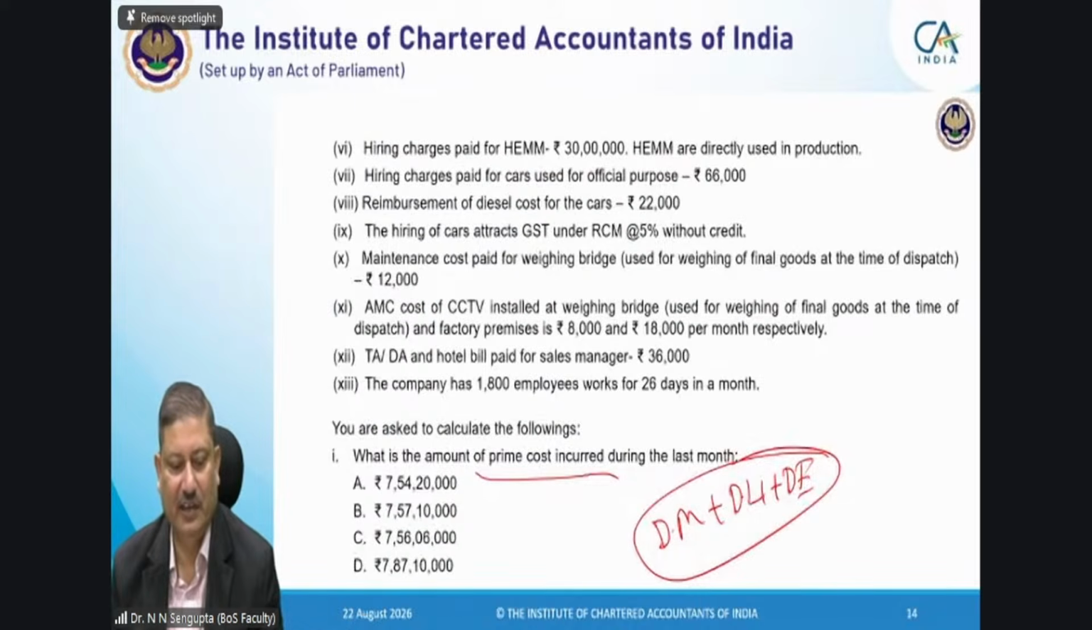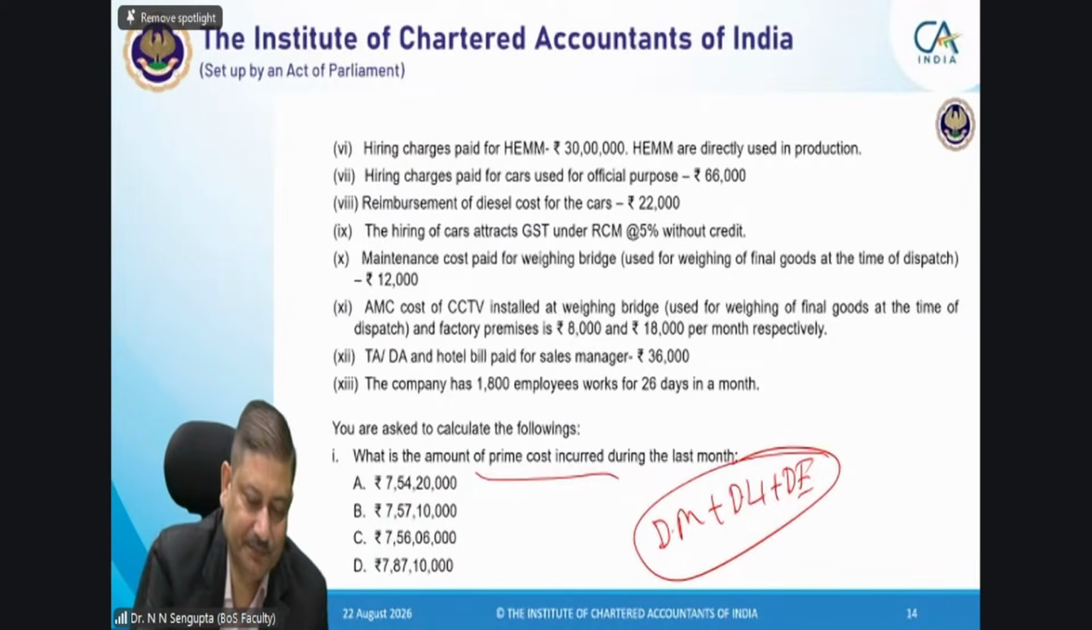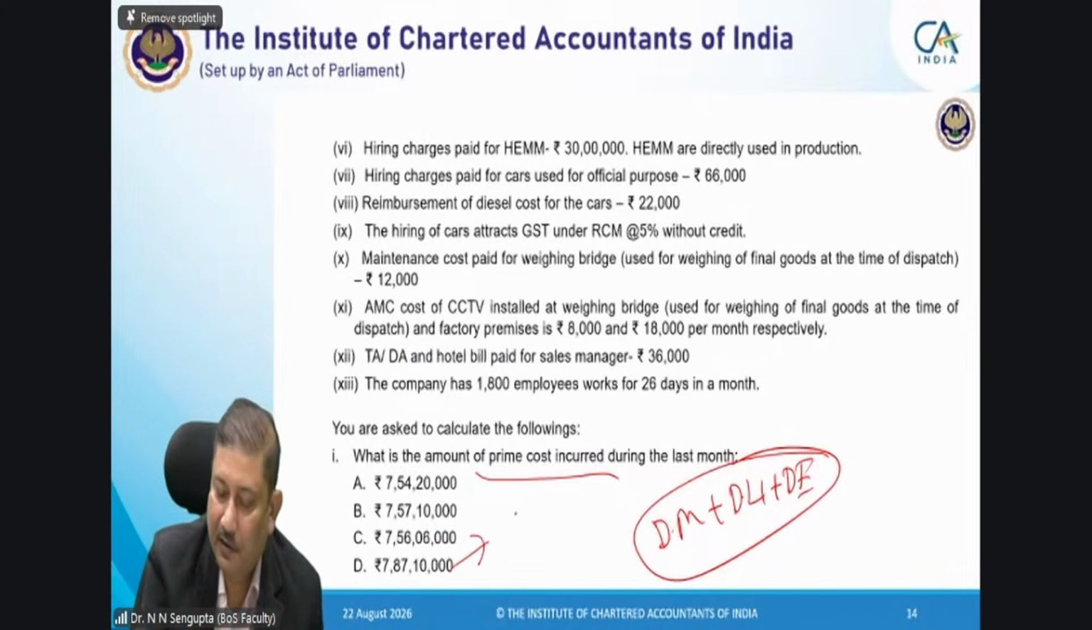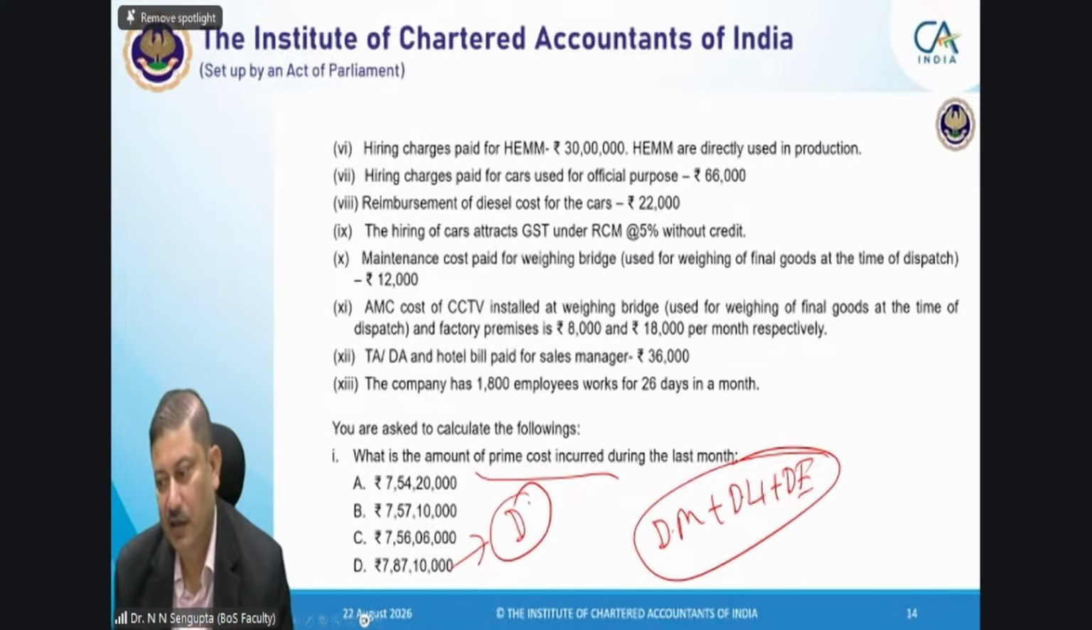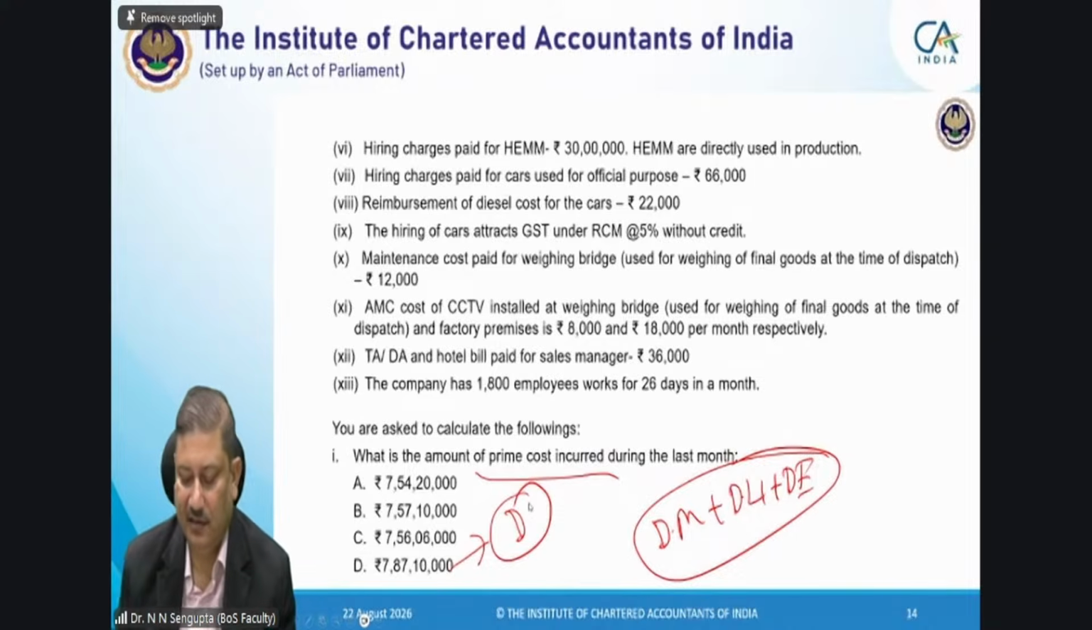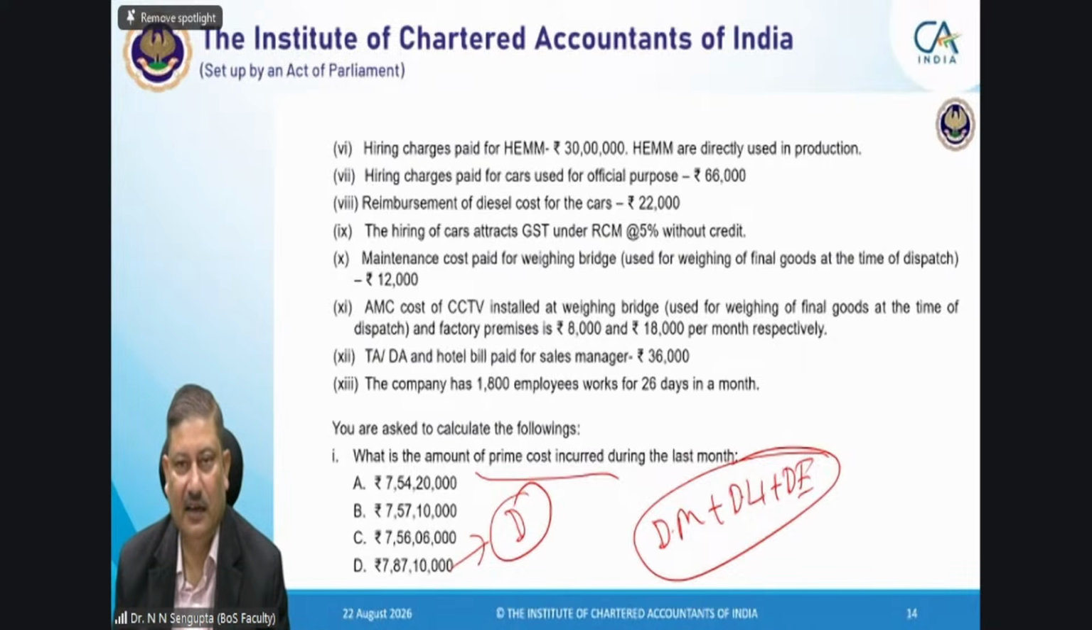Now, if you see, what will be your answer? Your answer will be D. Yes. So this is your answer, answer D, and through this answer D, your prime cost will be determined.